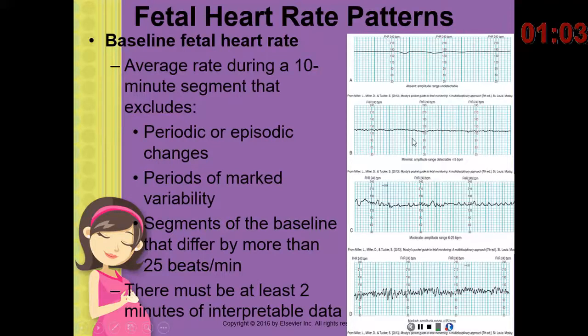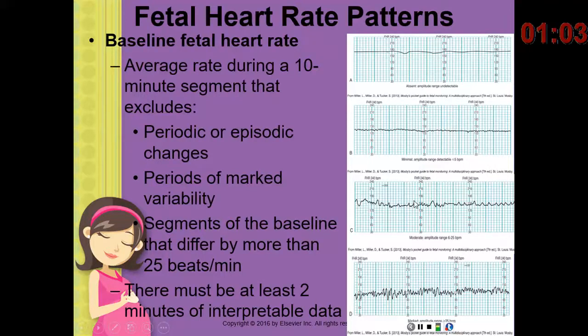Or we could have just given mom some IV pain medication, and that kind of quiets the baby down, so we have less variability. So this should not last more than 30 minutes. If it does, we have a problem.